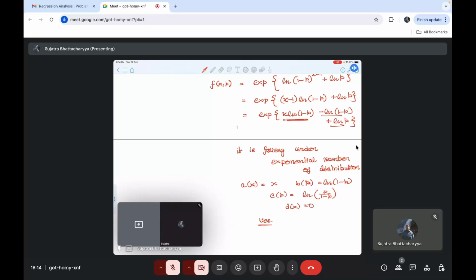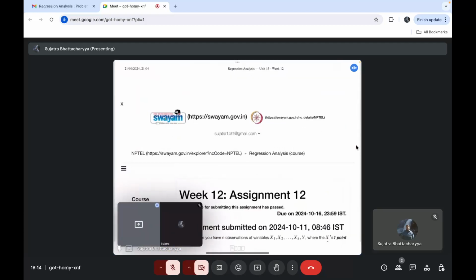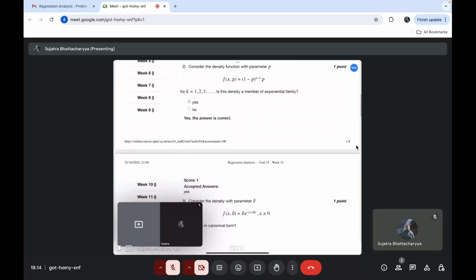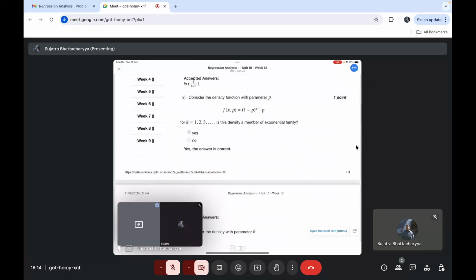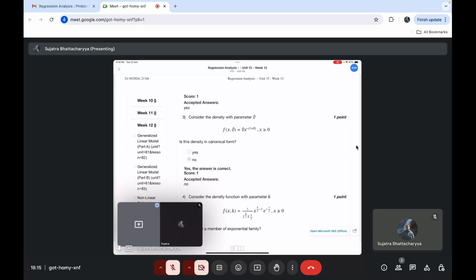We can write this particular density function as a member of the exponential family. So yes is the correct answer. Okay, let's go for the third one.